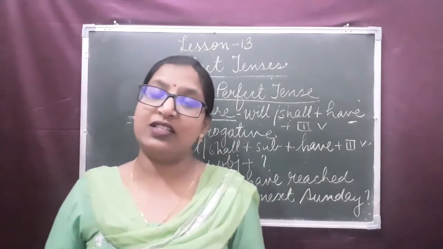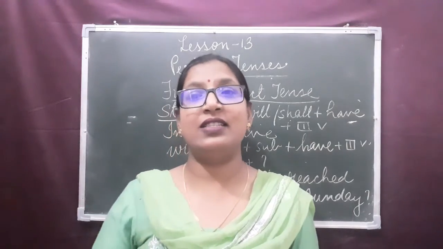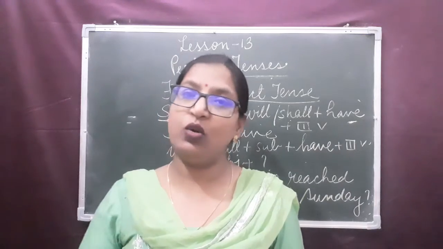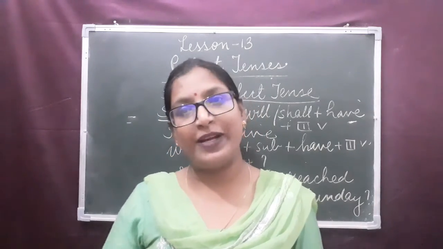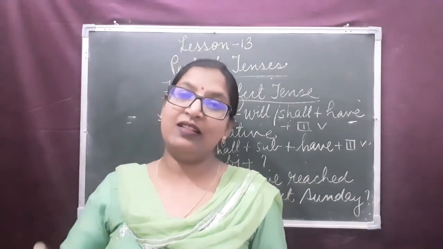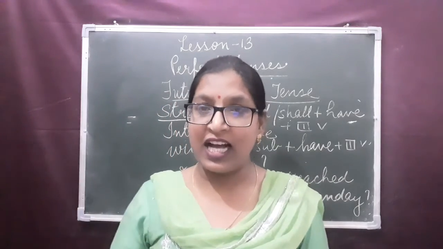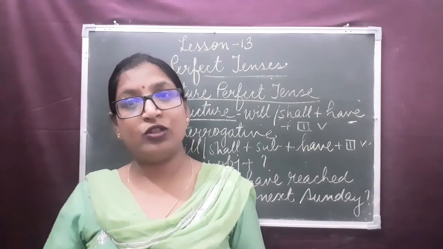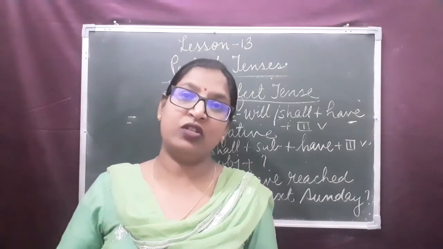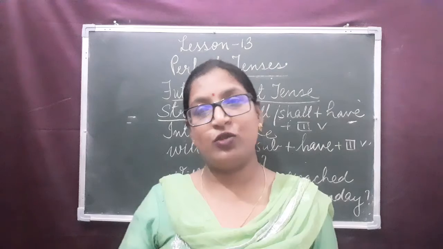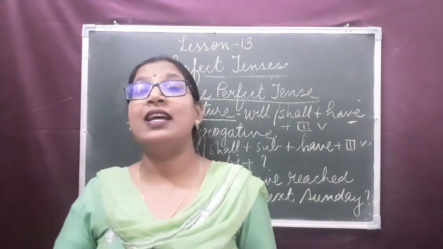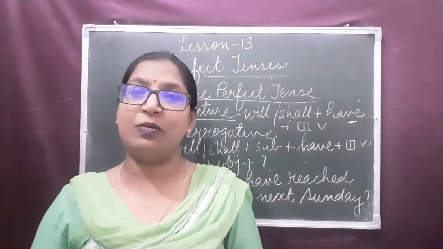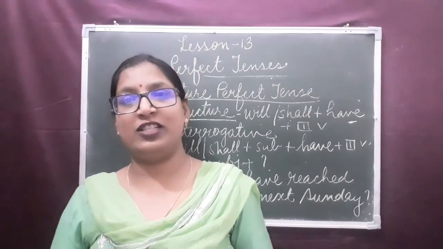In interrogative sentences, the sentence begins with the modal auxiliaries will or shall followed by the subject, then the auxiliary verb have, then the main verb in its third form, followed by the object or the complement, and at last we put the question mark. This is all about the future perfect tense.